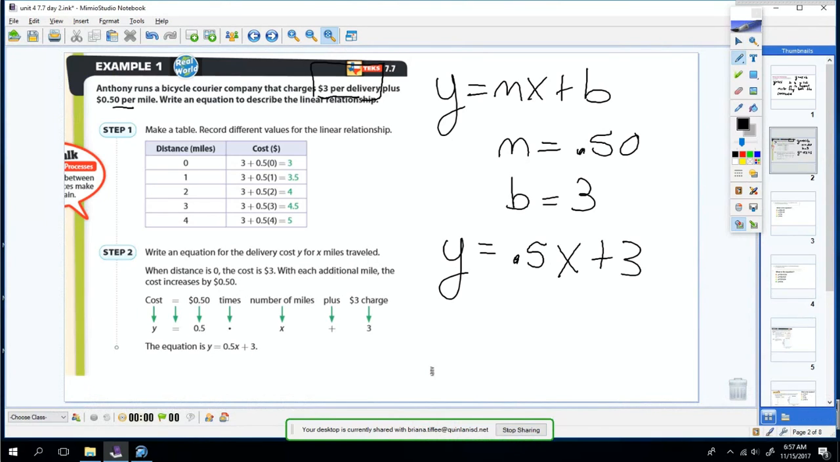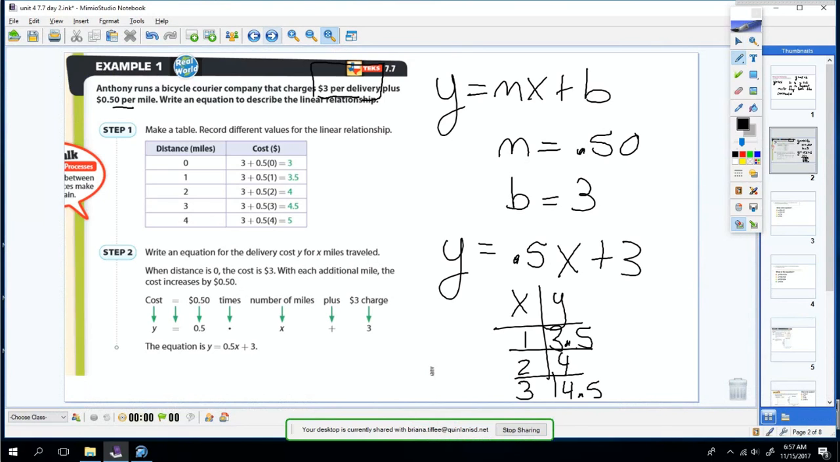If you wanted to create a table, you can have an x and your y, and you can say 1, 2, 3 for x. Generally any x's can be 1, 2, 3, anything you want. I just generally choose 1, 2, 3 because they're easier to work with. So you're going to plug x in. 1 is x, so 0.5 times 1 is 0.5, plus 3 is 3.5. When x is 2, 0.5 times 2 is 1, plus 3 is 4. You see it's going up 0.5 every time, so this one's going to be 4.5. And that's how you make a table.